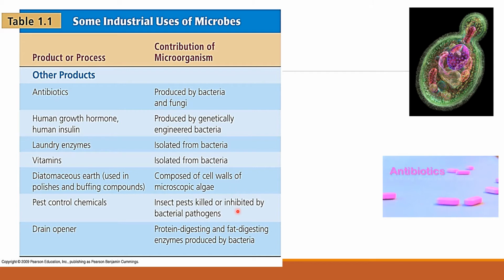Then you have pesticides, that is biopesticides, which are produced from bacteria. Then drain openers: protein digesting agents and fat digesting agents, that is, the enzymes produced by bacteria, are being used as drain openers.